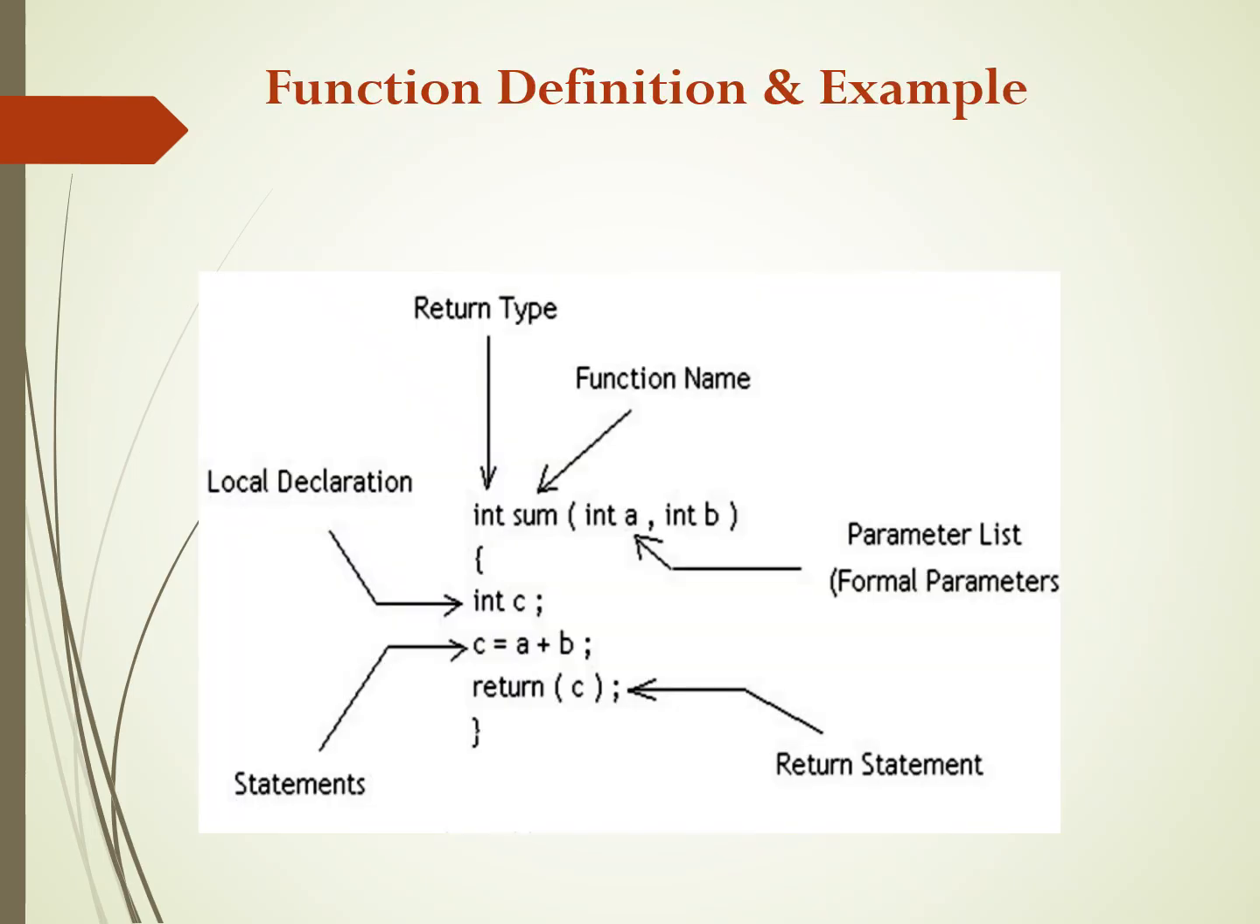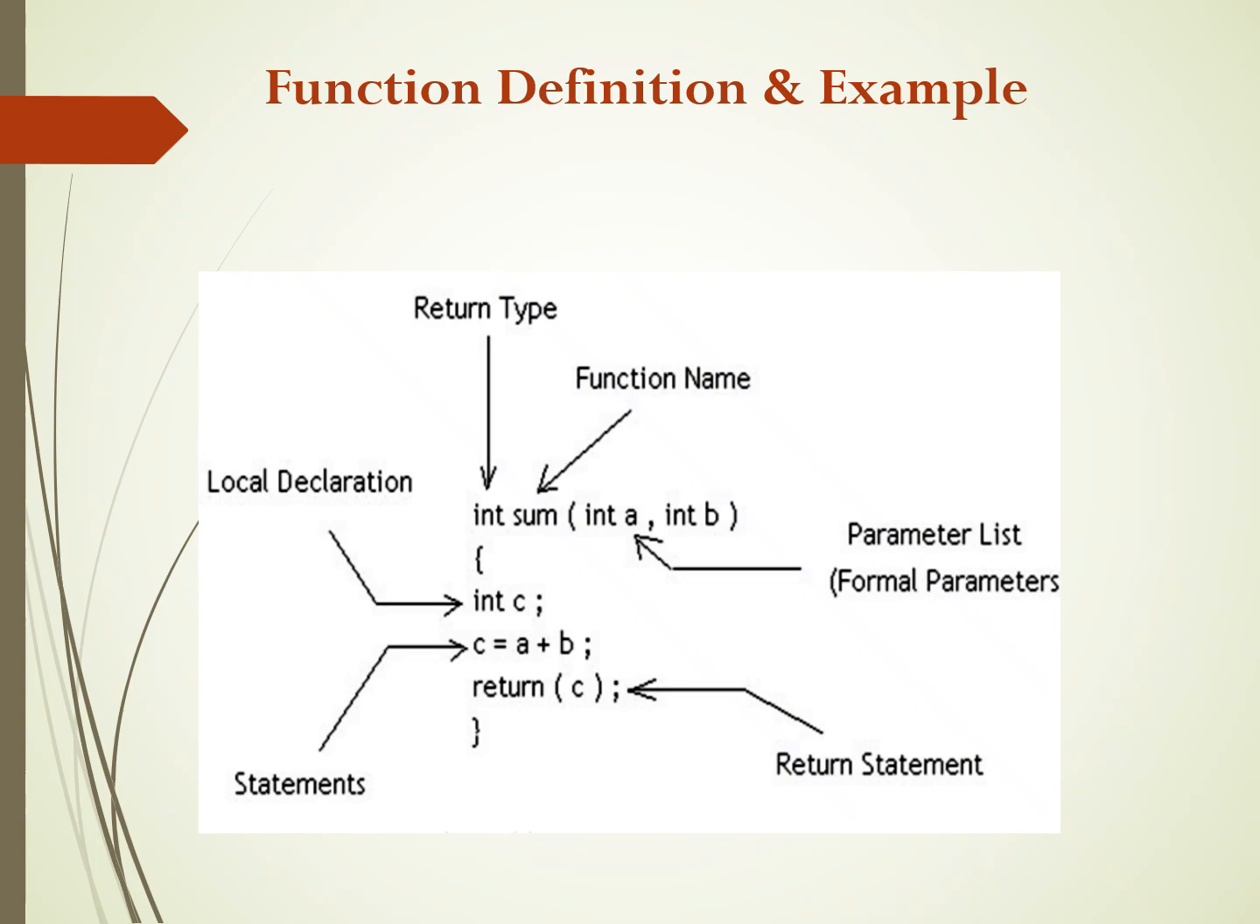Now let's understand this function definition diagram step by step. This diagram shows the different parts of a user-defined function using a simple function named sum. Sum is the name of the function. At the top we have the return type, which is int. This tells that the function call returns an integer value after completing the execution.